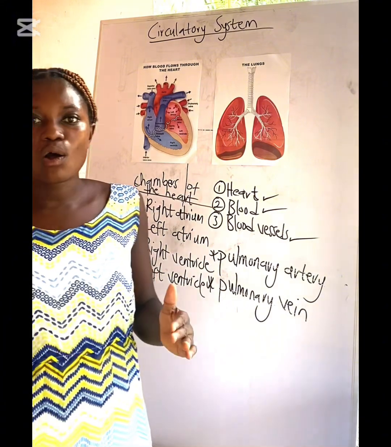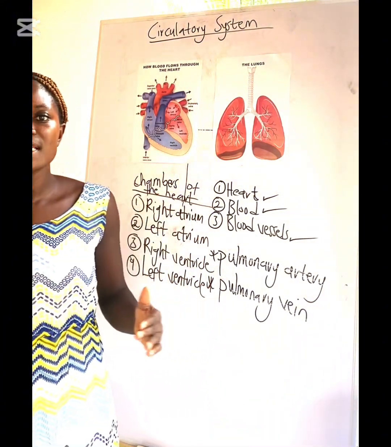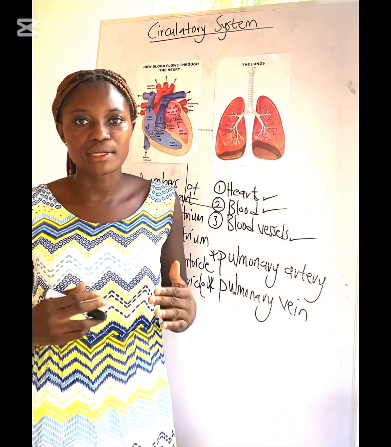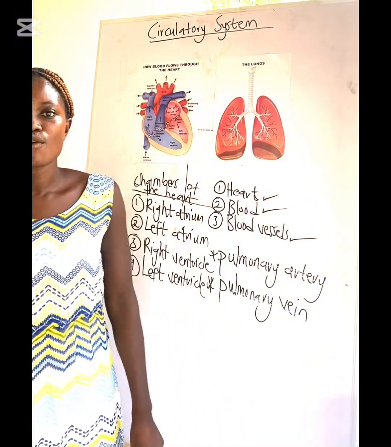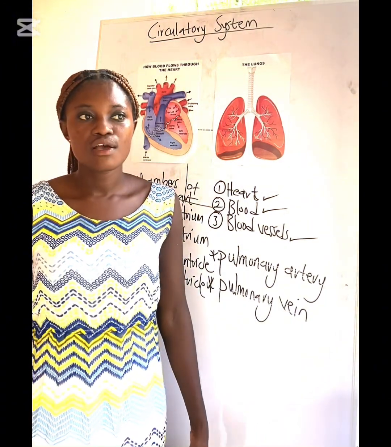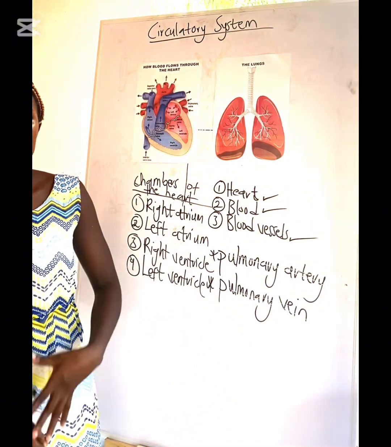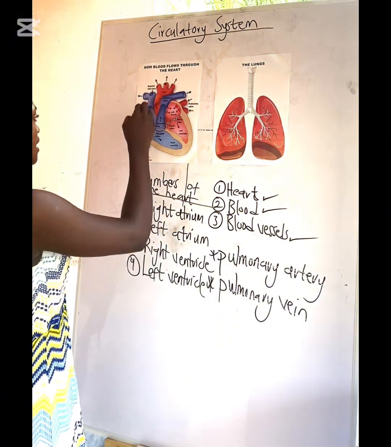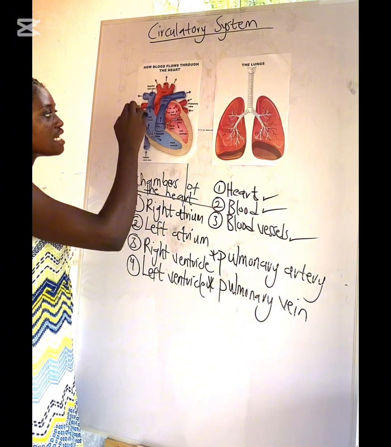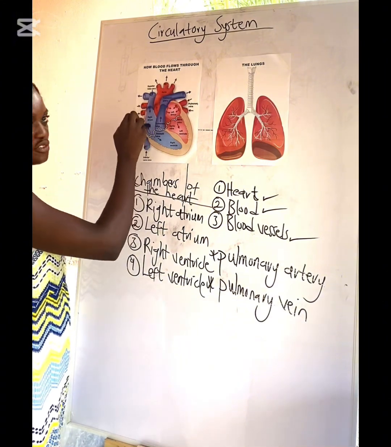Then deoxygenated blood, or blood that has already been used by the body, from our legs, heels, toes, knees, thighs, hips, and genital organs, will pass through the inferior vena cava, and it will also be deposited into the right atrium.